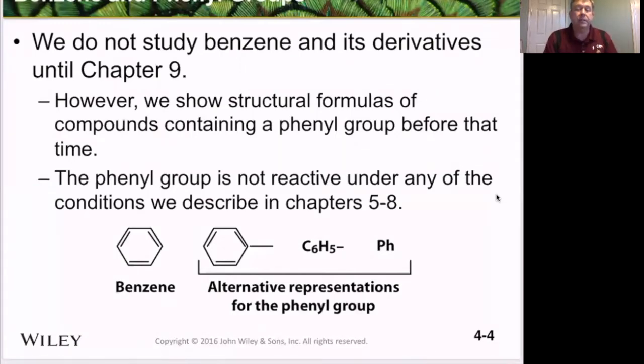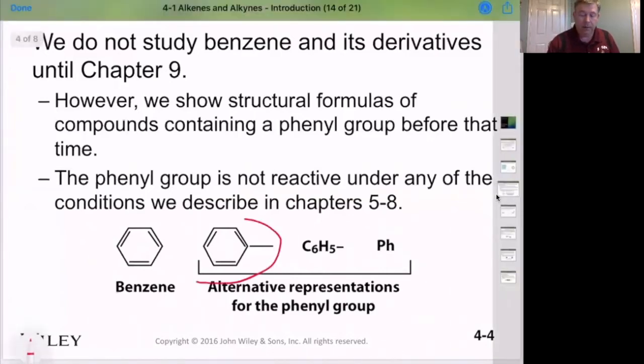The group by itself is called benzene, but when it's used as a substituent on the alkenes and alkynes, we call it the phenyl group, sometimes designated as C6H5 with a bond to it, or occasionally just Ph with a line. So you might see the phenyl group represented in any of these ways, but again, we aren't going to look at its reactivity until later.